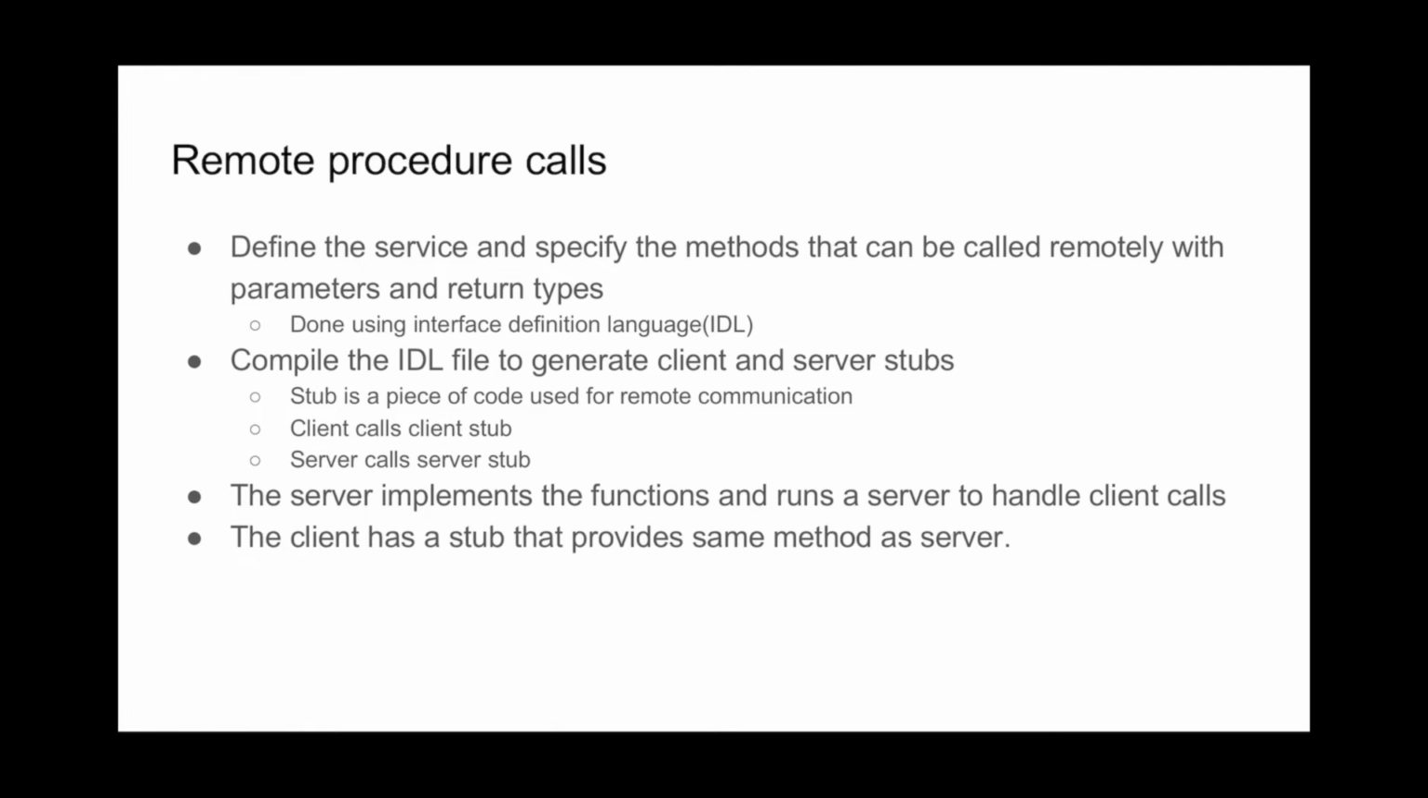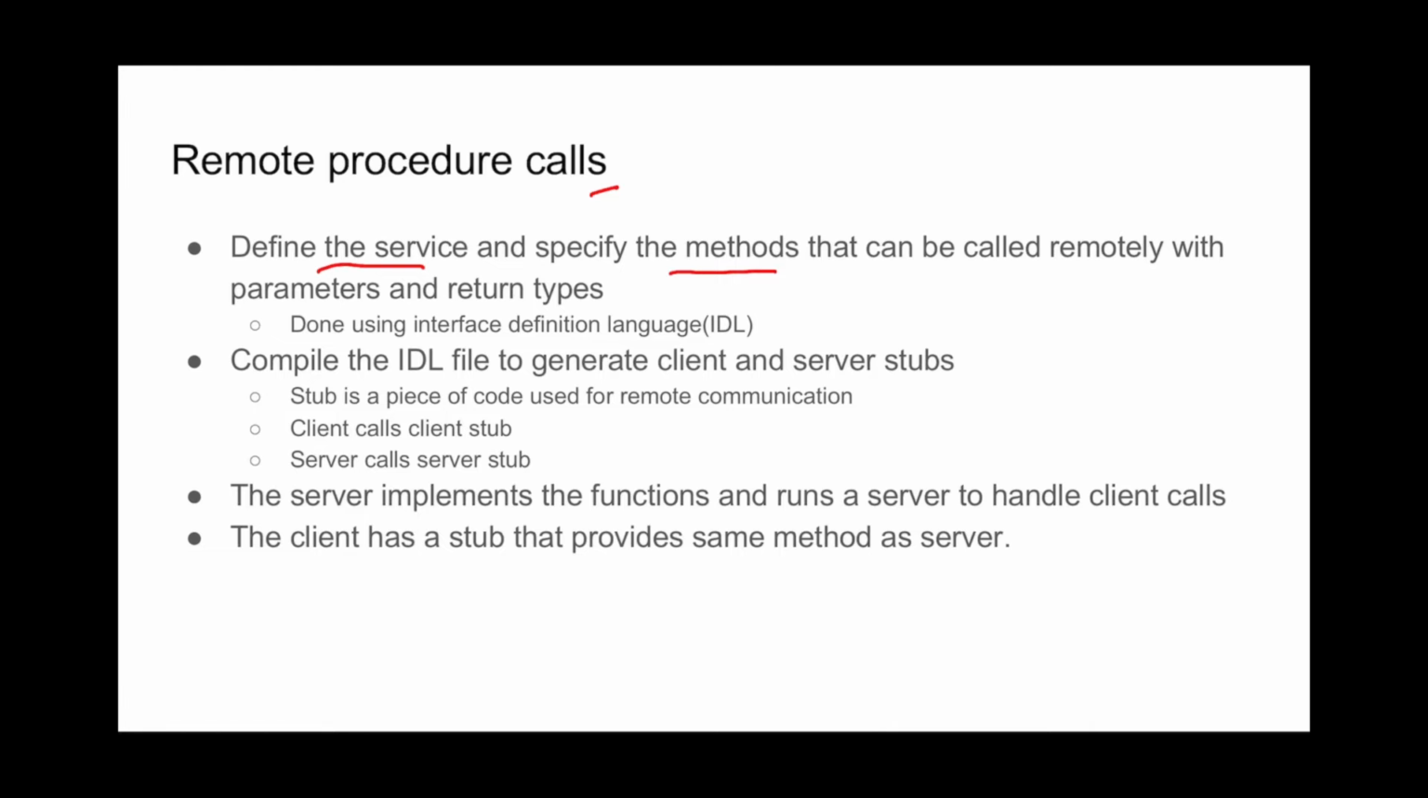Now let's look at how, if client and server want to use RPC for communication, that can be done. First we need to define the service and specify the methods that can be called remotely, with parameters and return types. So we need to define all the methods that this service will support, and we also need to mention that in a file. This is done using interface definition language, or in short form IDL. Popular RPC frameworks like gRPC and Thrift use this language, interface definition language, to define the interface itself. This interface contains all the functions, the return types, and also the parameters to these functions. You will see an example, then it will become more clear to you.